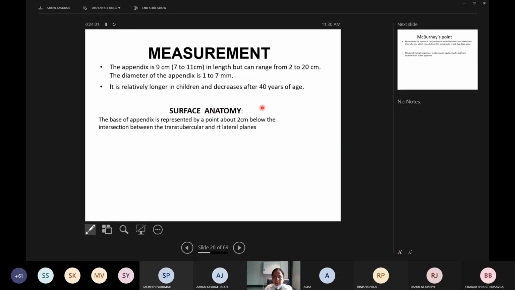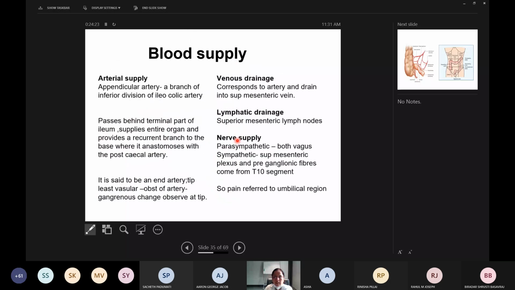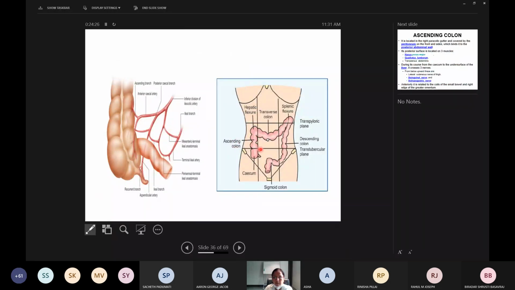Now surface anatomy. Just like the cecum, you have to know the surface anatomy or the topographic anatomy of the appendix. The base is used because the tip has a varying position. The base is always kept in mind because it has a constant position. The base is represented by a point about 2 centimeters below the intersection between the transtubercular and the right lateral plane. So that describes the topographic position of the appendix.